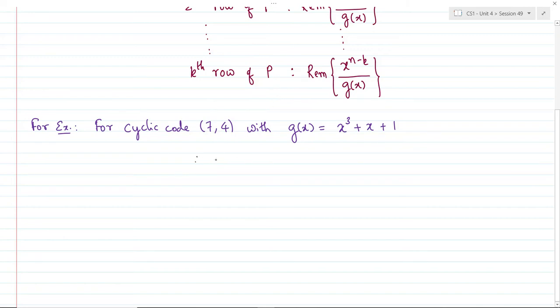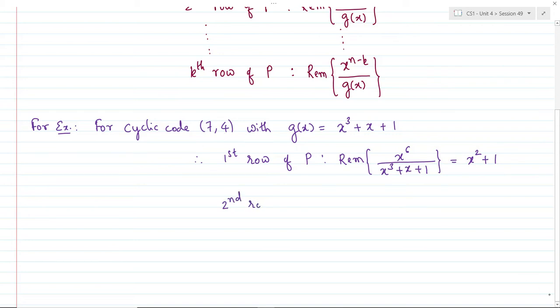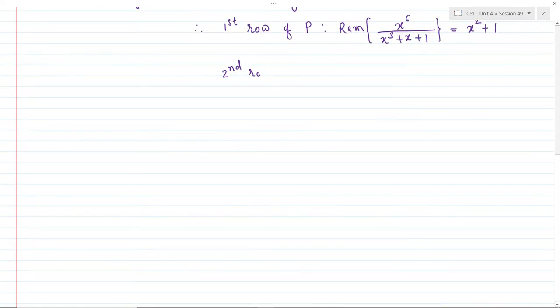We can find the first row of P as the remainder of x power n minus 1. Here n is 7 and k is 4, so x power n minus 1 would be x power 6 over g of x, where g of x is x cube plus x plus 1. If you perform the division as we did earlier, the remainder is x square plus 1. We only need to do this for k rows, so k is 4 here, and we perform this polynomial division just k times.